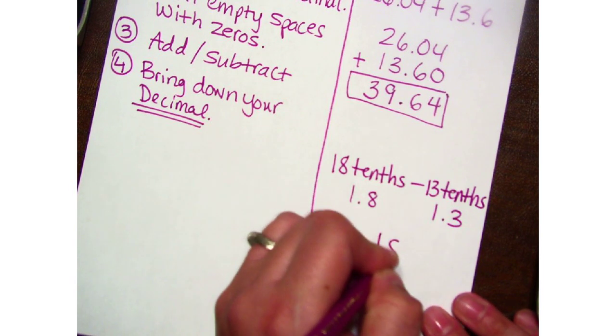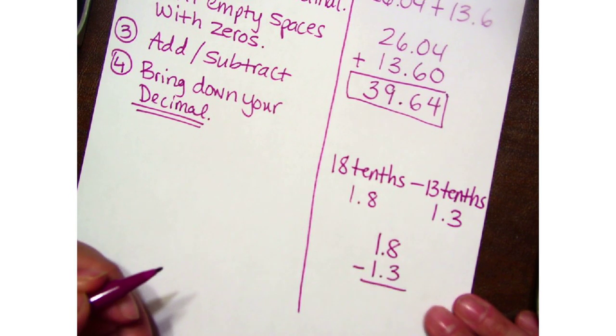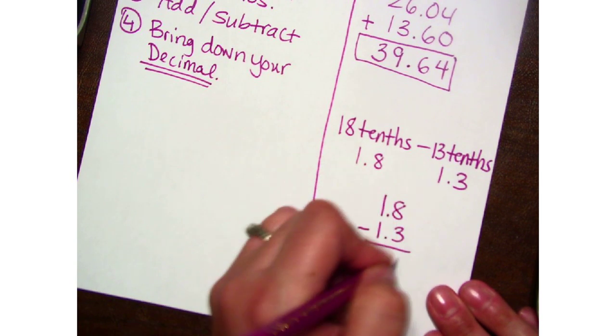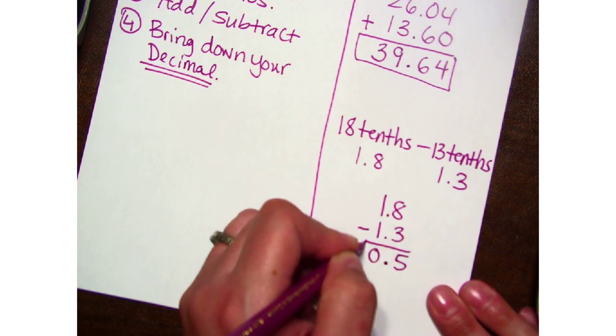Now you're going to go right ahead, 1.8, set it up with 1.3, and then go ahead and subtract correctly. 8 minus 3 equals 5, 1 minus 1 equals 0, and then bring down that decimal.